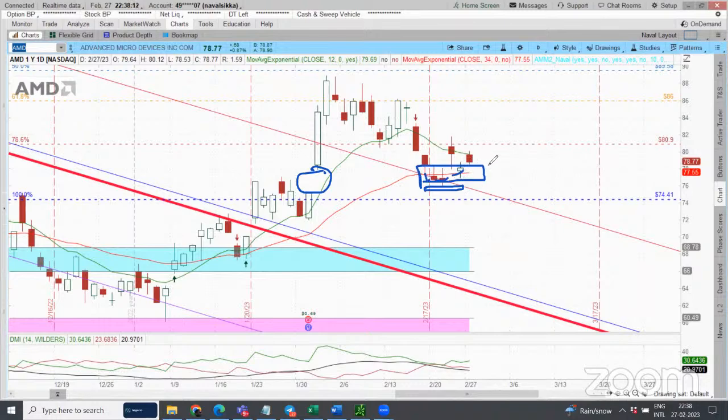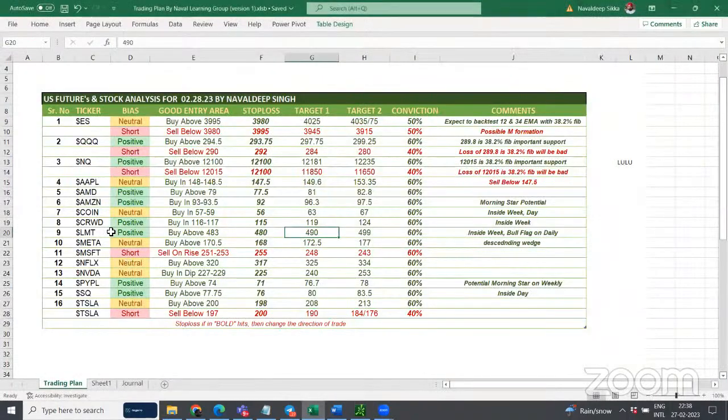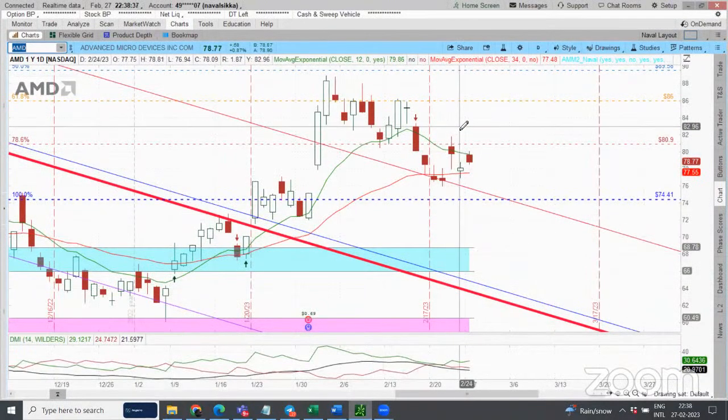So a break above 79.60, I think we are ready to hit 86 this time on AMD. So AMD, I want to go long above 79.75. Stop loss is 78.50. Target is 80.9 and 82.9 and 86.